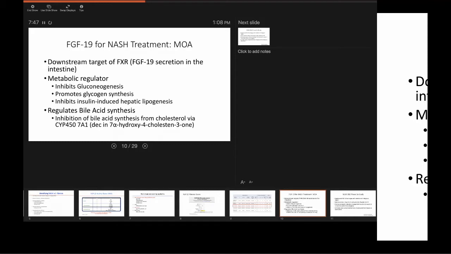And this is a downstream target for FXR, so like obeticholic acid is an FXR agonist. And it's really about that FGF secretion in the intestine. And it's a metabolic regulator that inhibits gluconeogenesis, promotes glycogen synthesis, and inhibits insulin-induced hepatic lipogenesis. And also, it works on regulating bile acid synthesis. So it inhibits bile acid synthesis from cholesterol via cytochrome P450 7A.